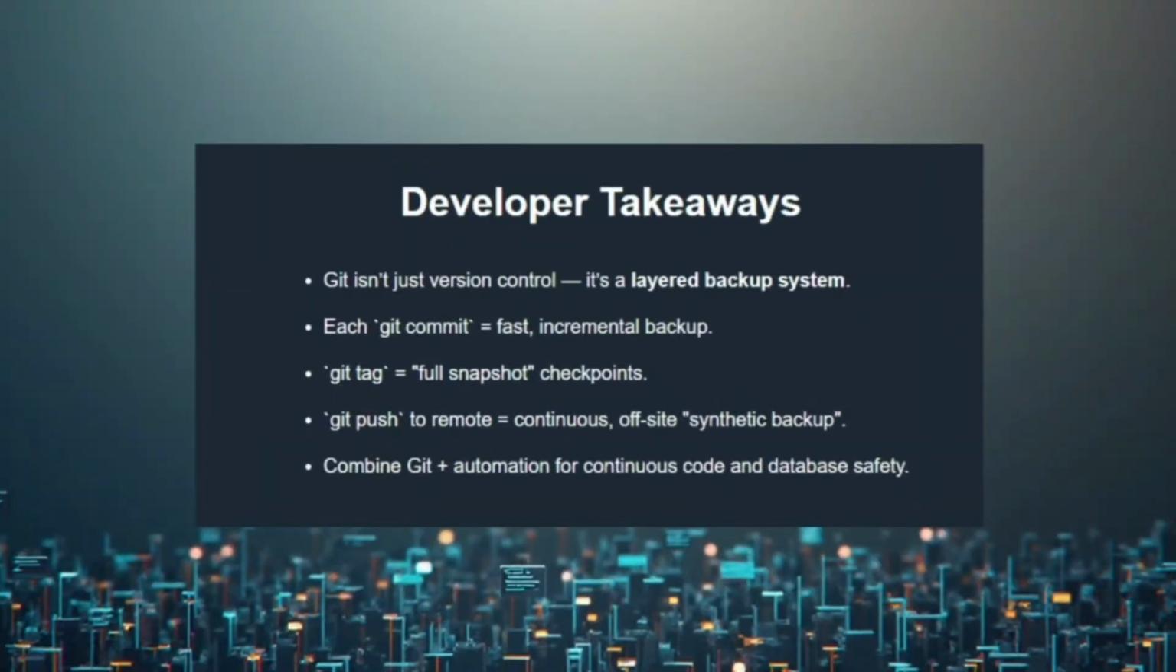Okay, so the developer takeaway. Git isn't just version control; it's a layered backup system. Each Git commit is an incremental backup. A Git tag is a full snapshot checkpoint. Git push to a remote equals continuous offsite synthetic backup. Combine Git plus automation for continuous code and database safety.